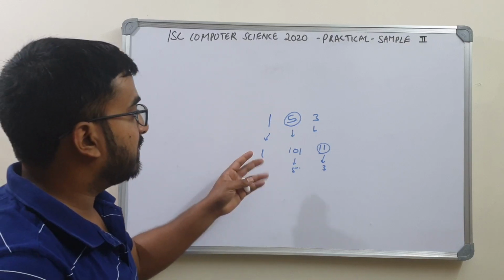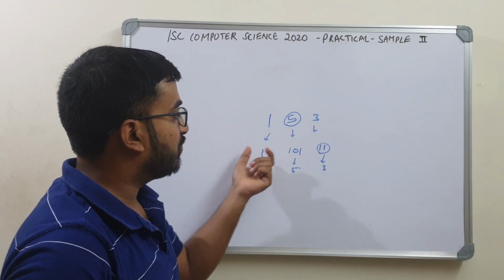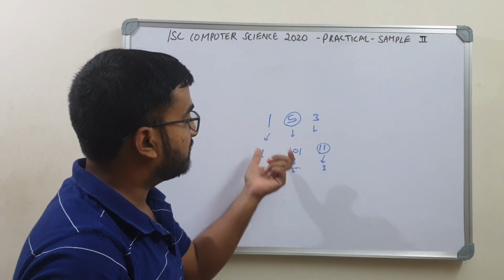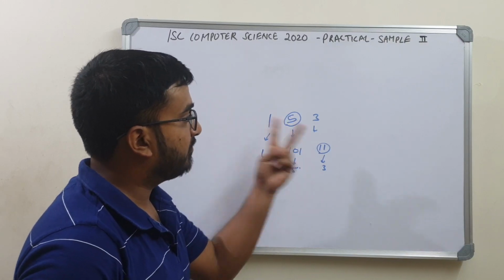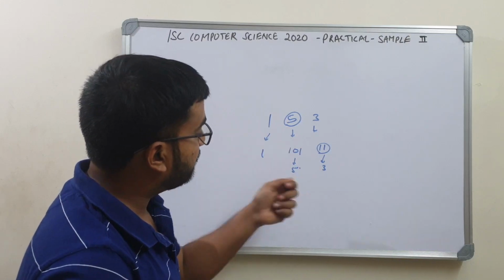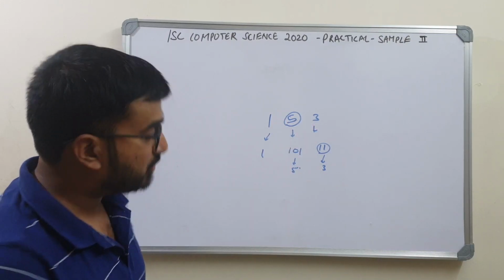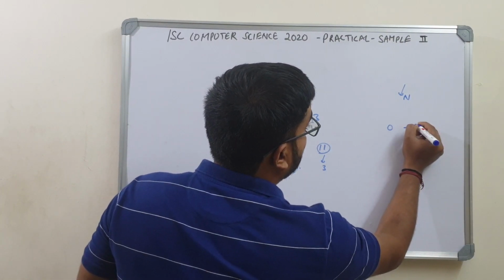So the question is: convert each digit in the given input integer into its corresponding binary value, then find the digit for which the corresponding binary value has the maximum number of ones. If multiple digits have the same count, then find the digit which is the largest, which is 5 and 5 here. Okay, so input is going to be n, and we'll keep the input between 0 to 999.